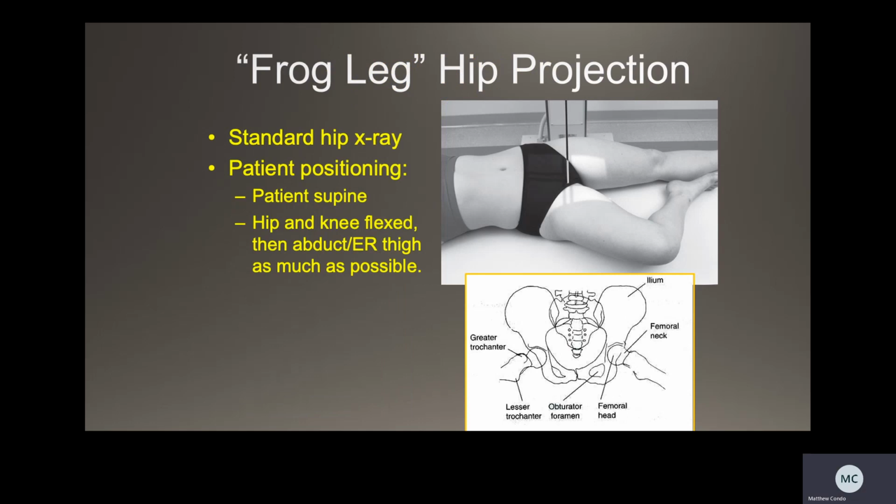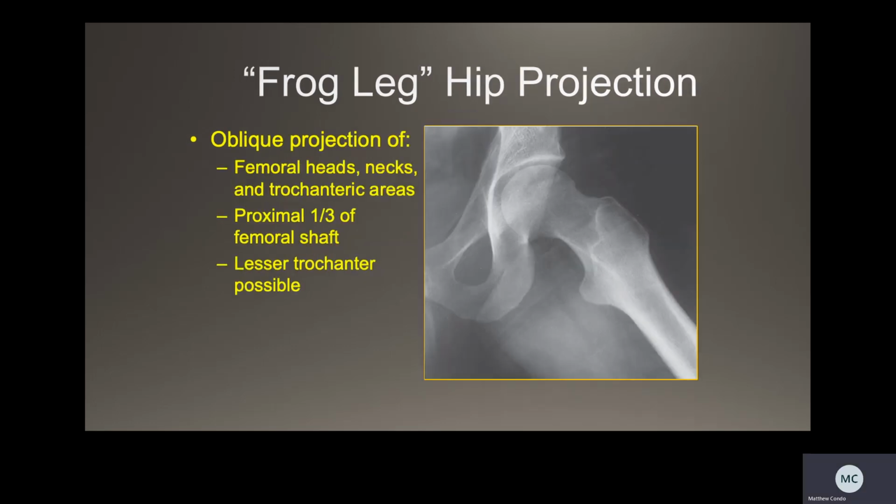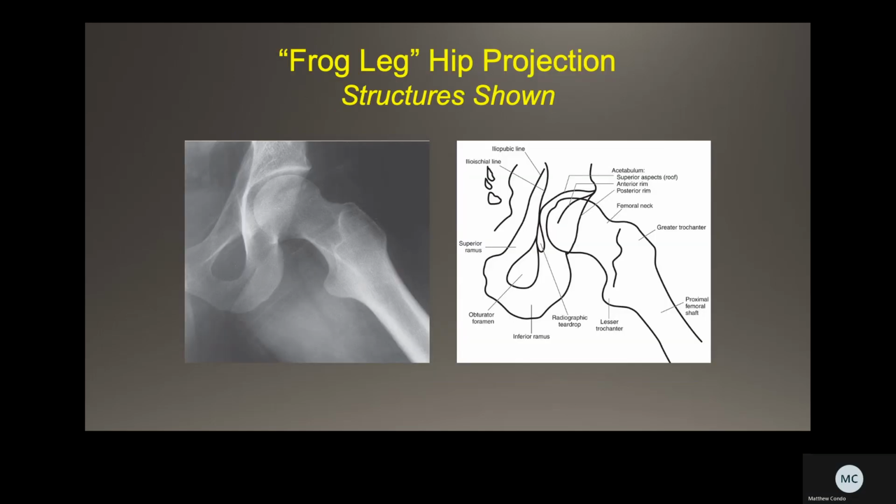So when it comes to frog leg hip projection, this is exactly how it's made. So patients placed in a little bit of external rotation and abduction. And we're just going to get a little different look here, right? So we're going to get a little different view. So this is essentially what a frog leg is going to look like. As you can see, I get a much different view of the femoral neck, much different view of the femoral head. That's everything we're going to see on a frog leg projection.